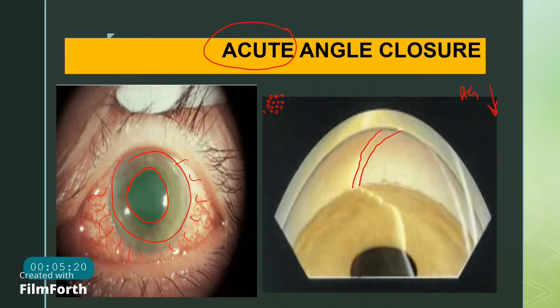As we all know, the two lines of the corneal wedge will meet at the Schwalbe's line, and if you are not able to see that junction of the two lines of the corneal wedge, that means we are not able to see the Schwalbe's line in this picture, and an angle where we cannot see even the Schwalbe's line is definitely a closed angle. So I hope that is clear.